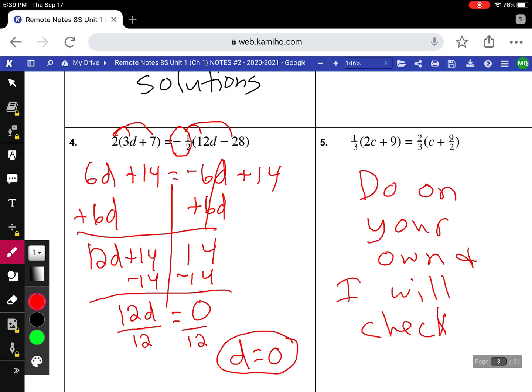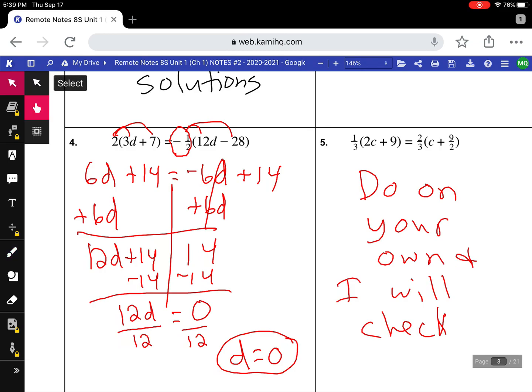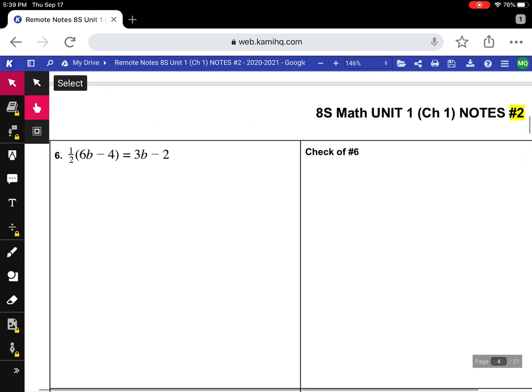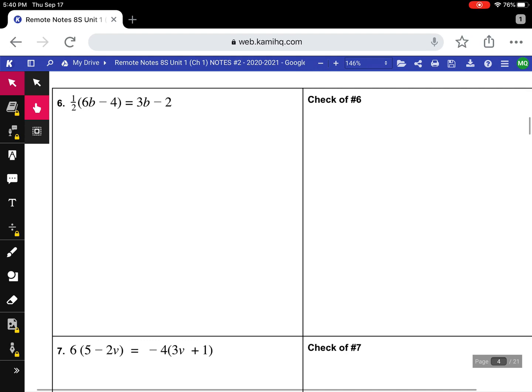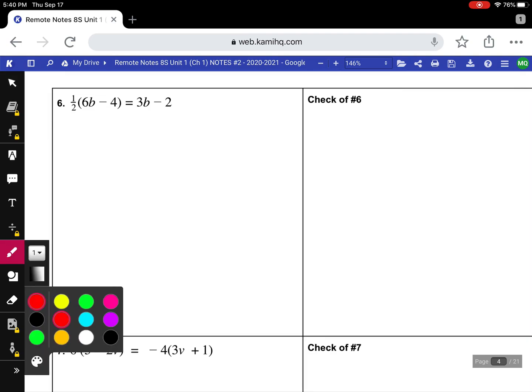Okay? Let's go ahead, and I'm just looking here to see what we want to do next. Let's go on to page 4. Okay? And we're going to pick one more to do together. And I want to do number 6. Okay? So we've got this problem up here.